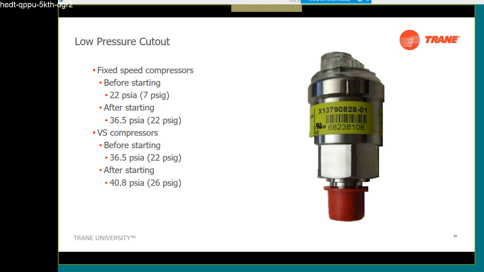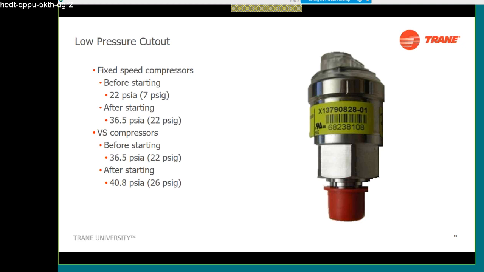For low pressure cutout, there are those settings for before a compressor starts. If that transducer is reading for fixed speed 22 PSIA, then we're locked out on a low pressure cutout. After that compressor starts, that number goes up to 36.5. Okay, so after the compressor starts, after 5 minutes, we're going to raise that pressure up. We have variable speed compressors, that pressure is higher.